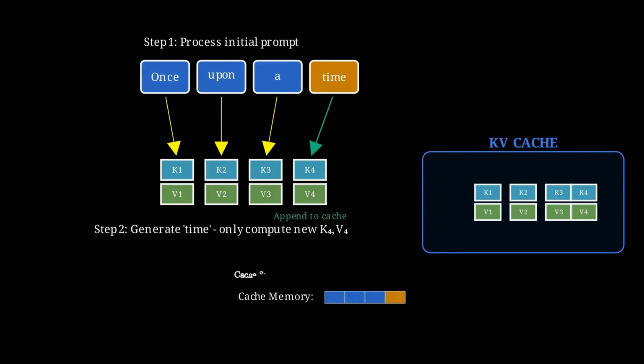The cache grows linearly with each token. The formula: sequence length times layers times heads times dimension times 2. For a 7B model, that's about 1 megabyte per token. In practice, KV caching provides 3 to 5 times speedup for typical generations, and up to 10 times for very long sequences. Let's see how this actually works in code.